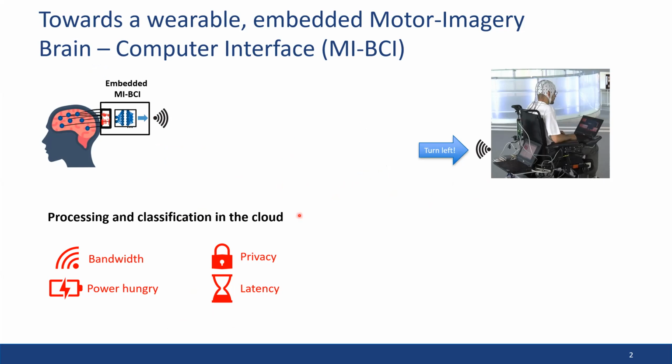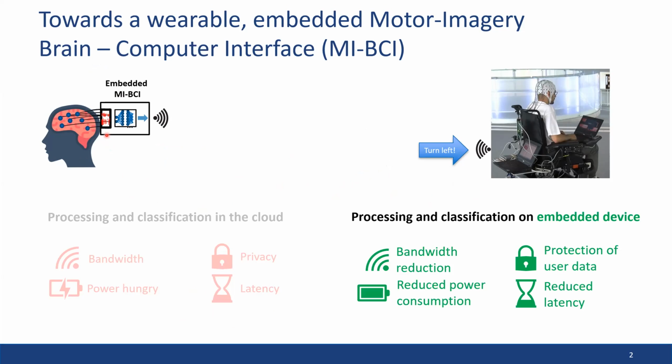So what we propose here instead is to have a device which is called embedded MI-BCI, where we do the processing and the classification directly on the device near the sensors. This solves most of our problems, meaning we can reduce the required bandwidth because we can send the commands directly to the wheelchair. We can therefore also reduce the power consumption, the latency, and also hopefully we can increase the protection of our user data as we don't need to share the raw EEG data with third parties.